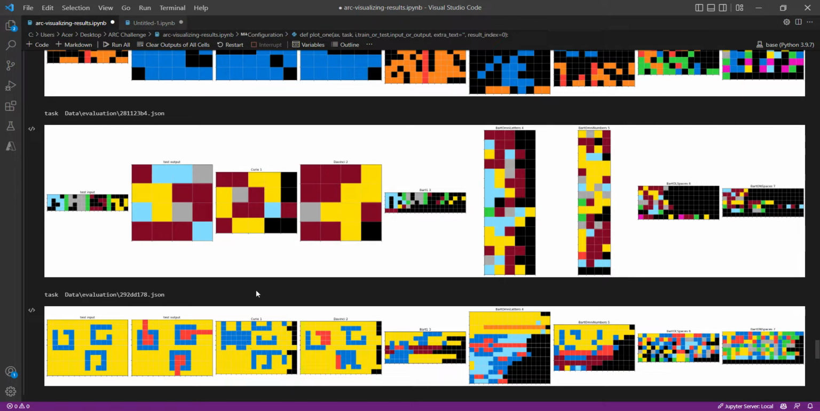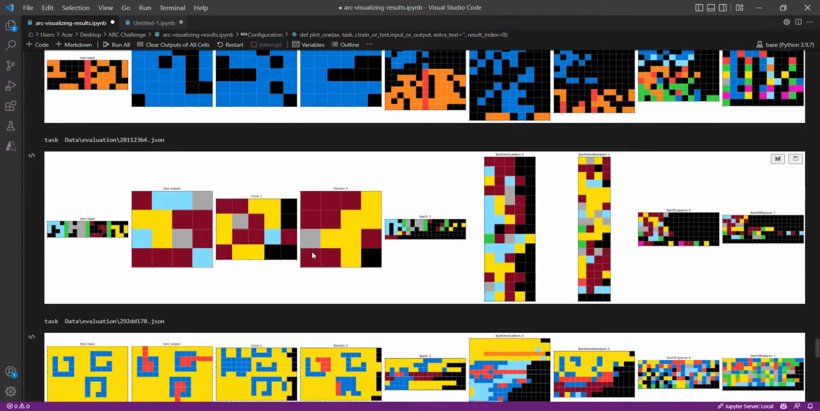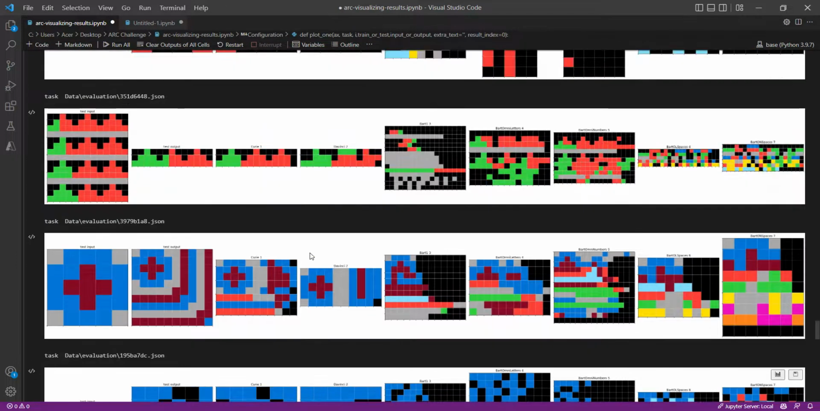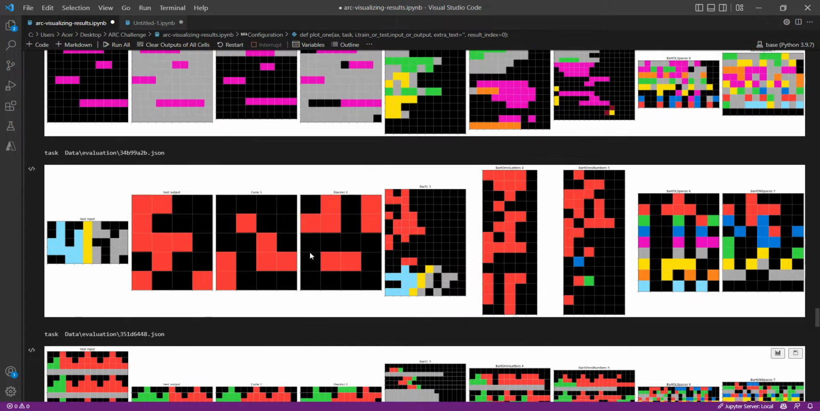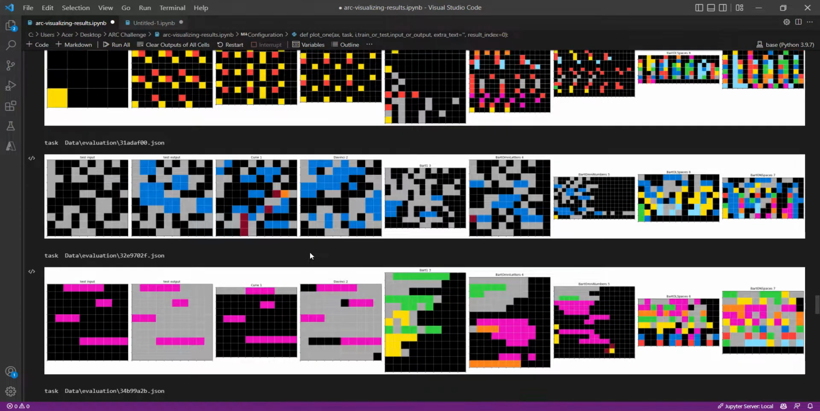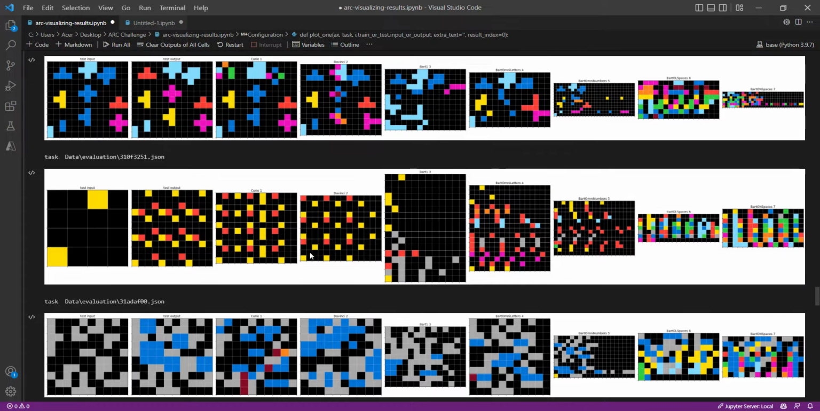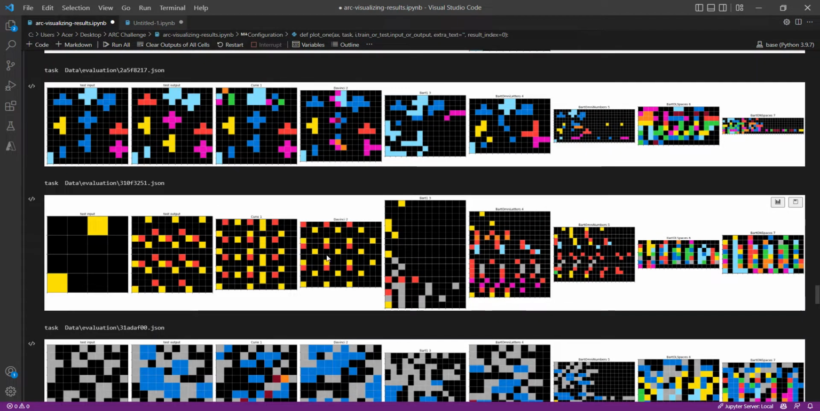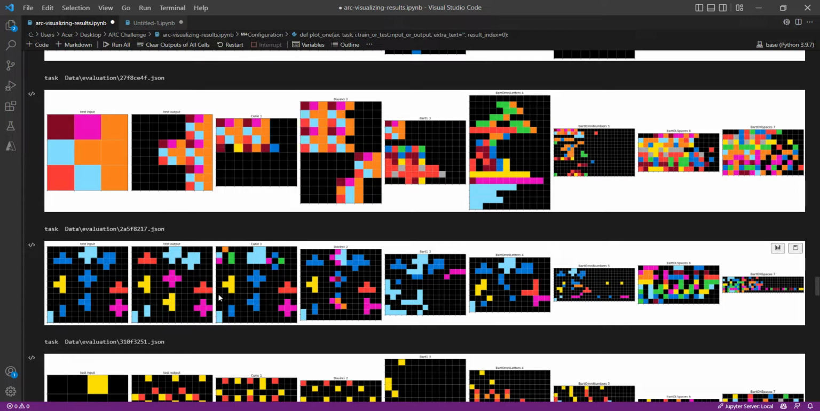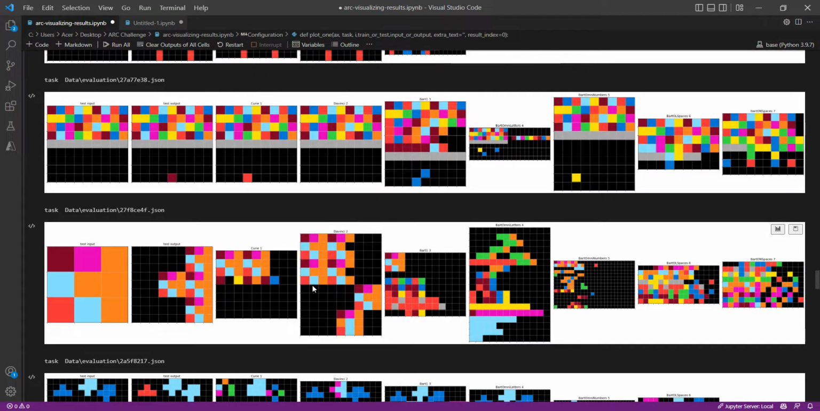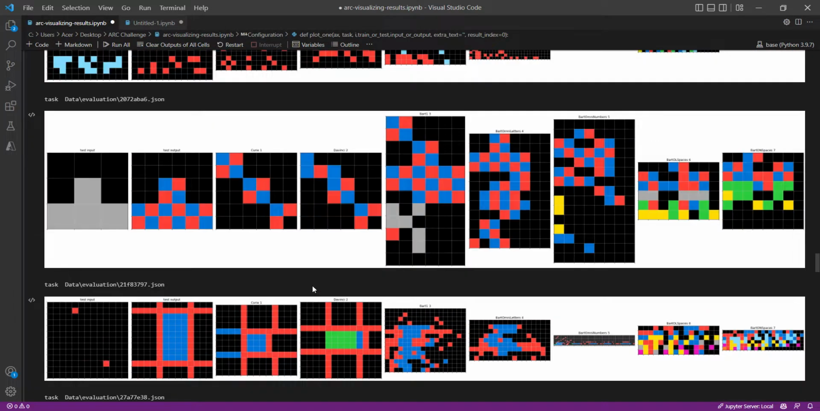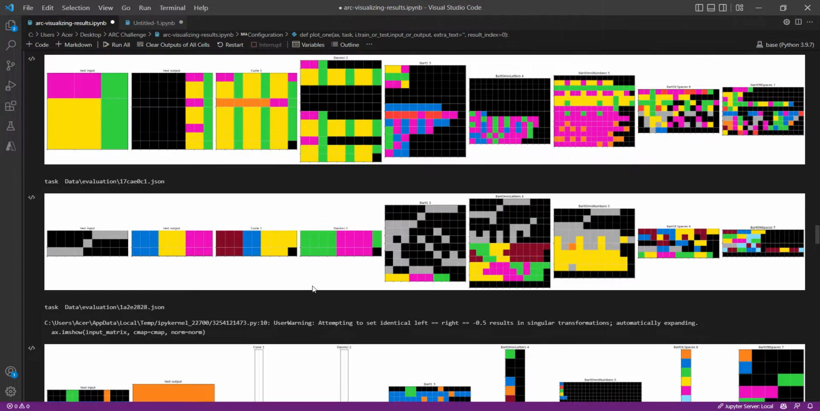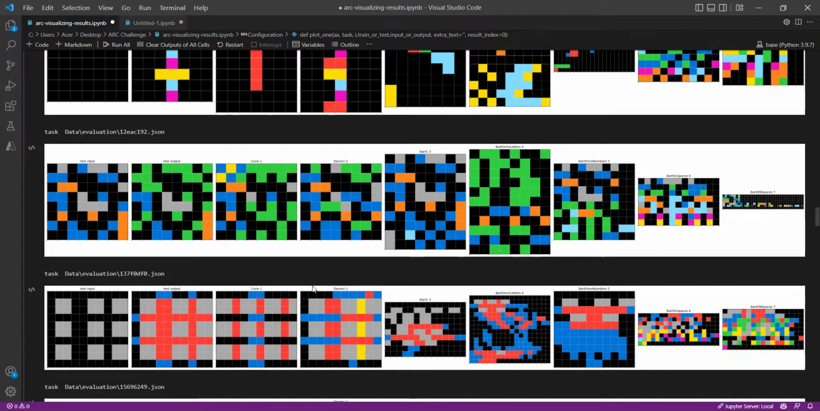So if you take a look at those results and compare them to the actual correct answer, you'll see that Curie and Davinci are generally somewhat in the right neighborhood in terms of having the right colors and maybe having some of the right shapes. But they just generally don't quite get there.